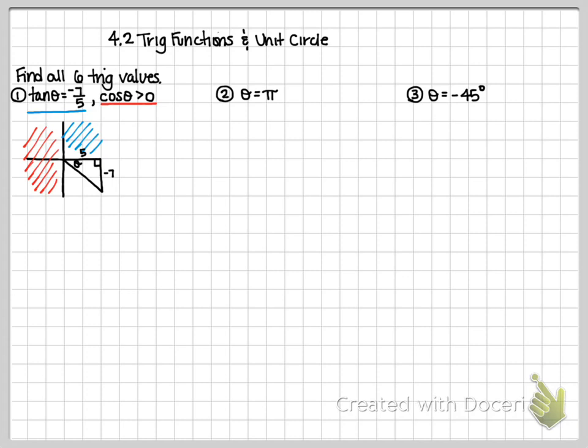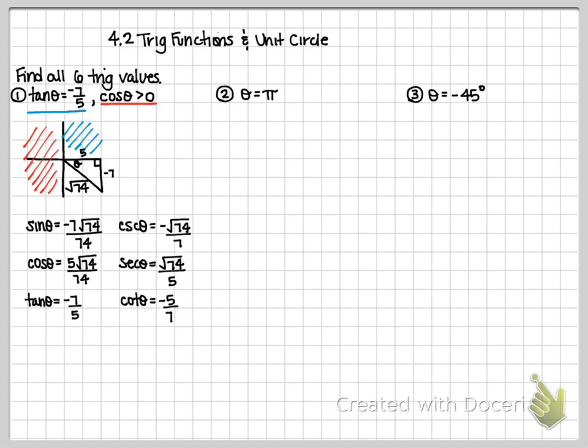Okay, so now that we have our picture, let's use the Pythagorean Theorem, just like we normally would, to find the hypotenuse. So 5 squared is 25, 7 squared is 49, and 25 plus 49 gives me 74. That can't be simplified, so I'm just going to leave it as the square root of 74. Now that I have my picture and I'm in the correct quadrant, I'm going to pause and see if you can find the 6 trig values.